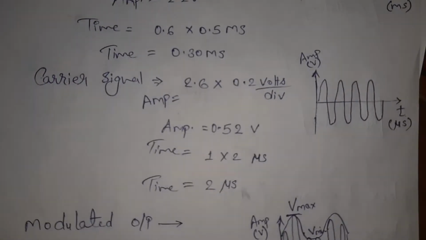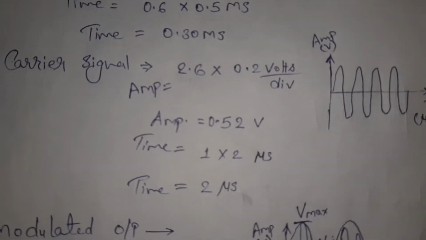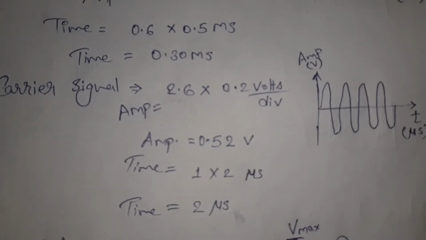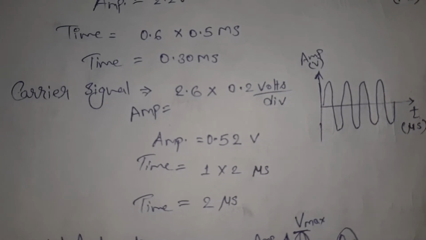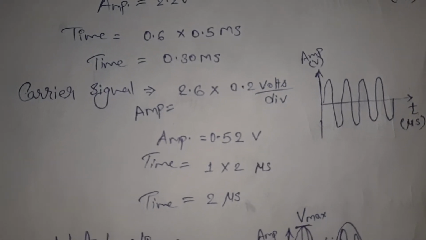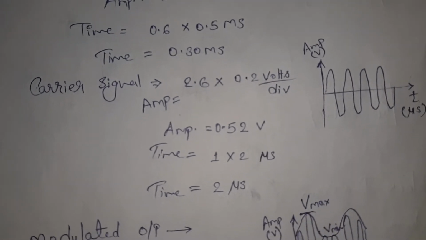Now you can observe here, this is our carrier signal. Carrier signal frequency is obviously higher compared to the information signal. So amplitude is 2.6 into 0.2 volts per division, and time is 1 into 2 microseconds. So the total time period is 2 microseconds.